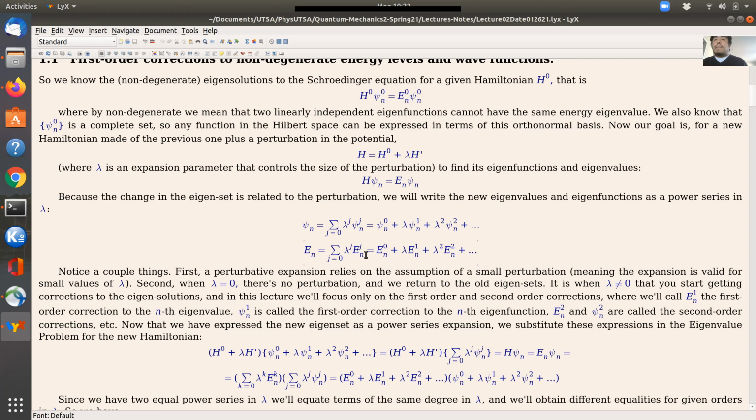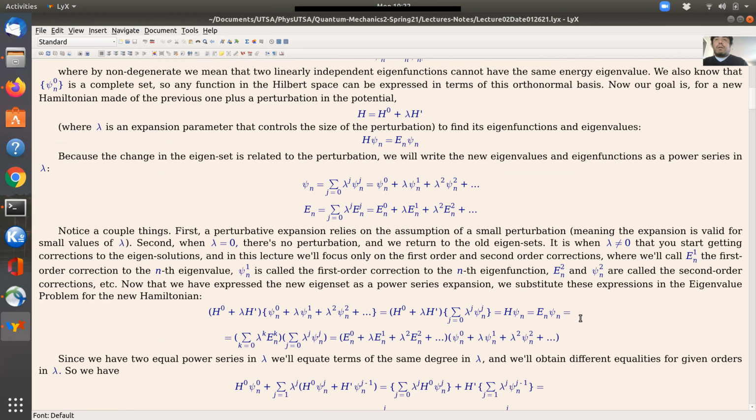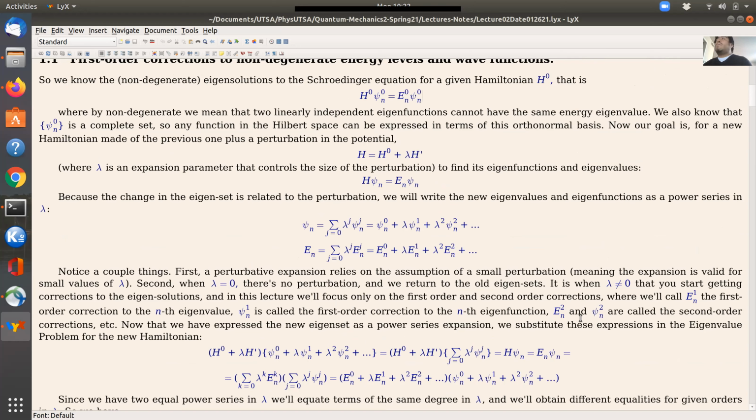Approximately, if you truncate the series, the new energy will be the old one plus this first order correction plus this second order correction. Again, remember that we will make lambda equal to 1 at the end. So, okay, this is nice. This is actually a common perturbative method in engineering and physics.